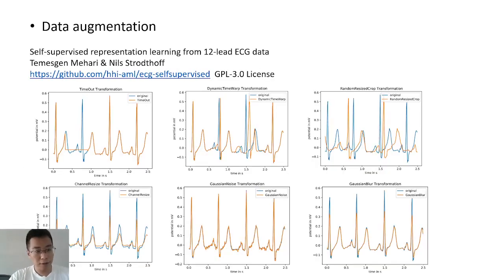To get different outliers, we use data augmentation for time series data. Here we were inspired by this paper, self-supervised representation learning for 12 lead ECG data. And in this paper, they provided several data augmentations they used for time series data. And here is a figure in this paper. Based on the ideas in this article, we designed 10 kinds of data augmentations for this computation.